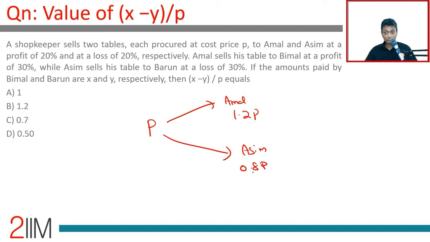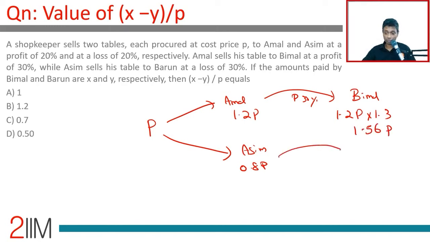Amal sells his table to Bimal at a profit of 30%. He'll be selling it at 1.2P into 1.3, which is 1.56P. Asim sells his table to Varun at a loss of 30%, so he's selling it at 0.8P into 0.7, which is 0.56P.